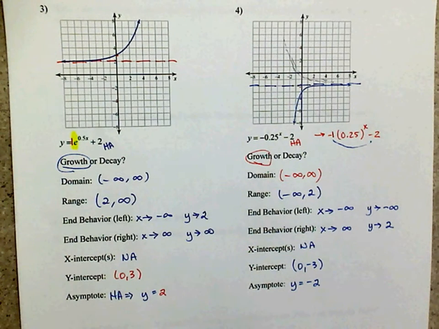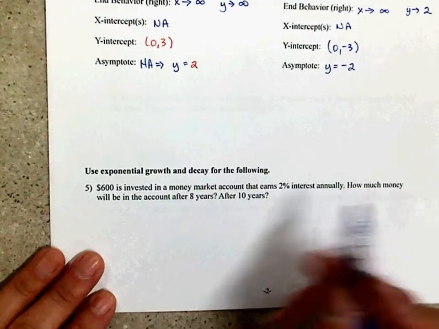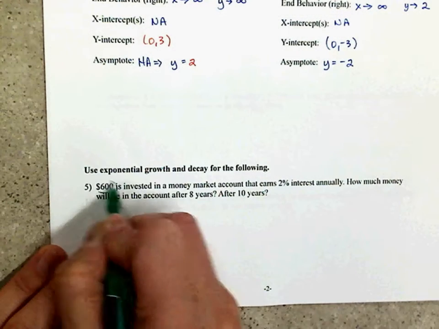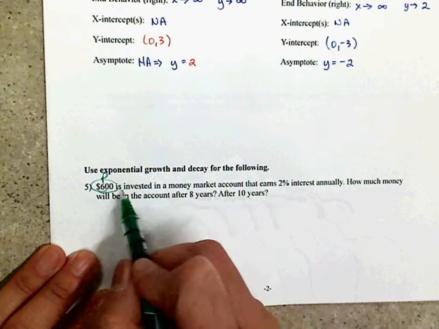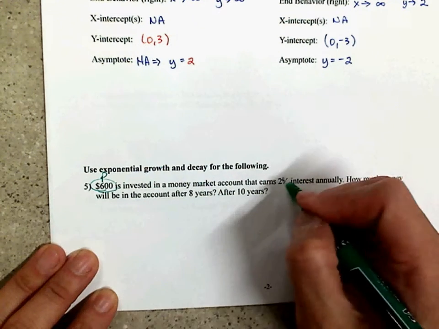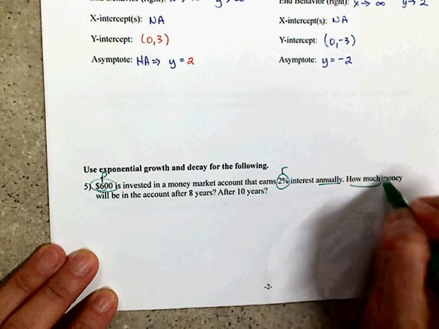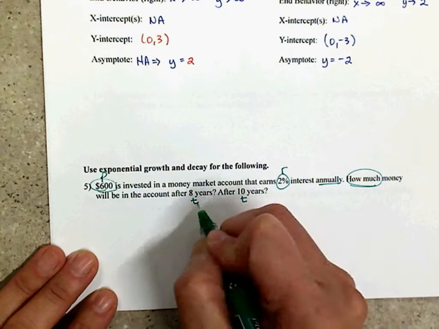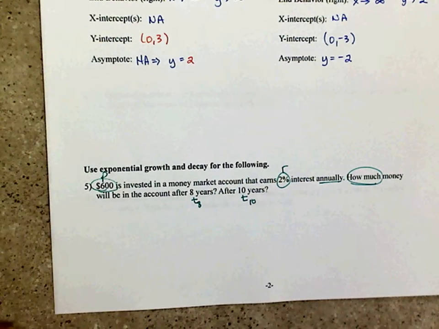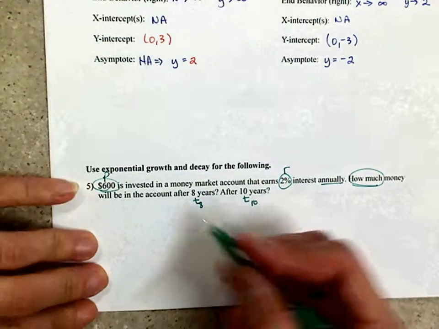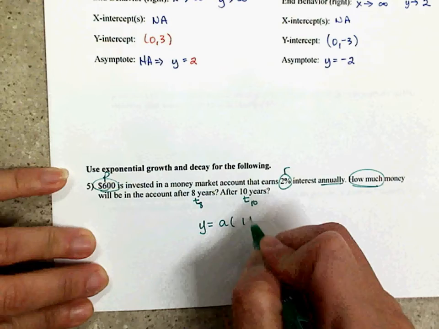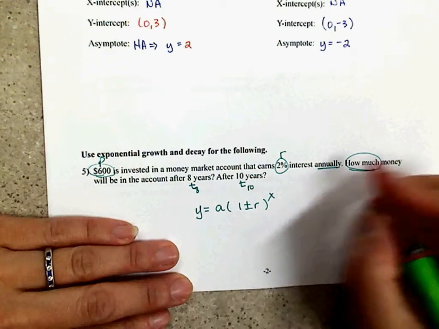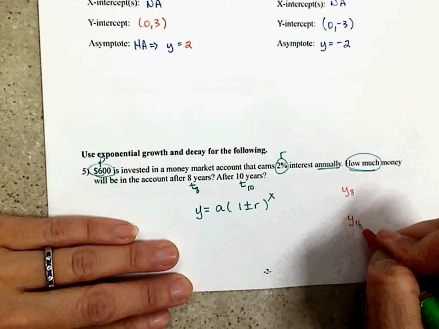All right, number 5. Here we go. Use exponential growth or decay for the following. $600 is invested, so there's your principal, or A, in a money market account that earns 2% annually. How much money will be in the account after 8 years and then 10 years? All right, so 8 and 10. So I'm going to use this formula: y equals a times (1 plus or minus r) raised to the x. That's the formula I'm going to use. So I need two answers. One's at 8 years and one's at 10 years, okay?